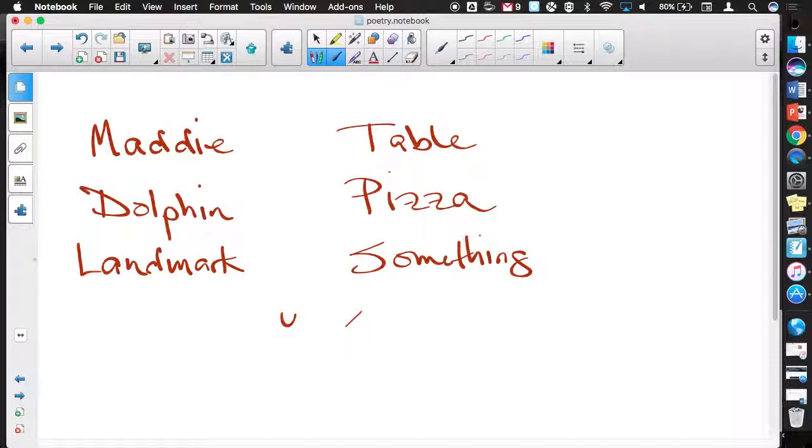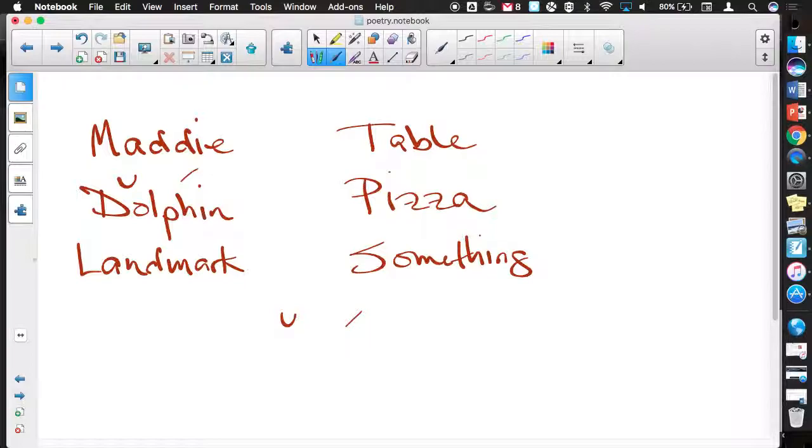Dolphin. Dolphin. Something. I'd agree with dolphin. Something. I think something and landmark are going to be different. I think it's going to be something else.